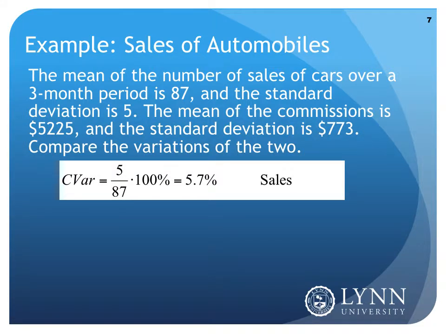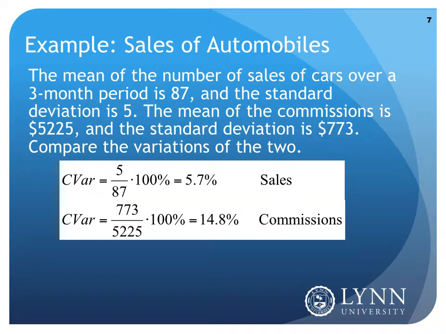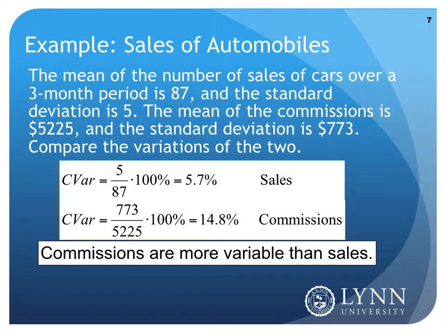And so now when you go through and calculate the variation on sales, you come up with 5.7%. When you come up with commissions, which is really a different set of numbers, you come up with 14.8%. And what does all that mean to you? Well, all it means is that commissions are more variable than sales. And is it good to know? Well, there are instances in statistics where it is helpful information to be able to use.